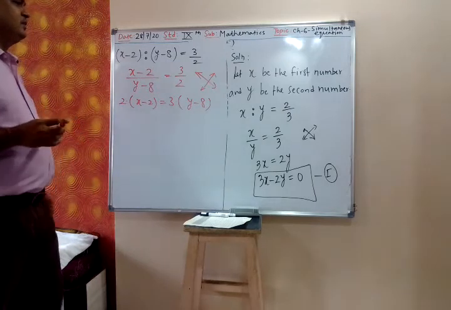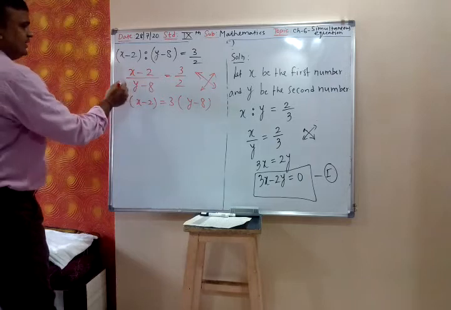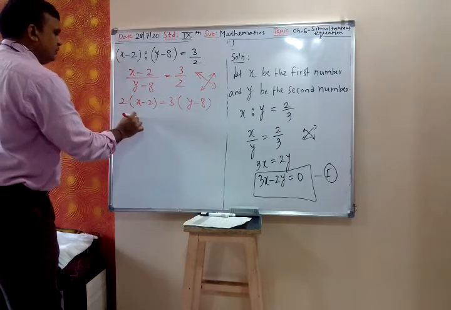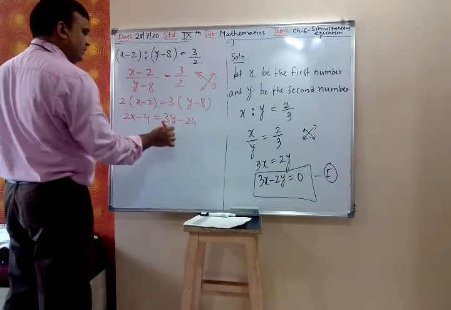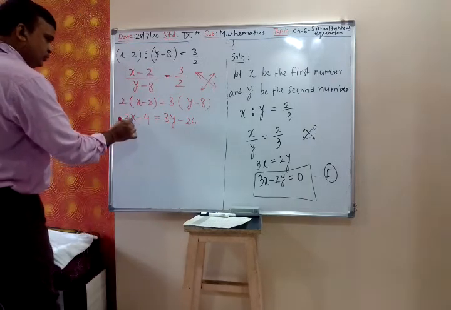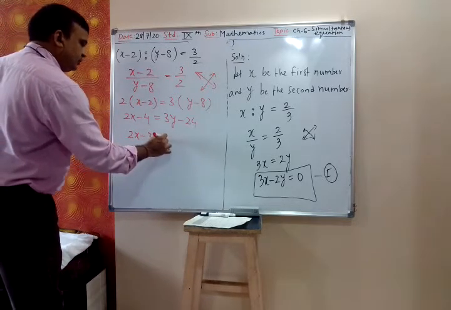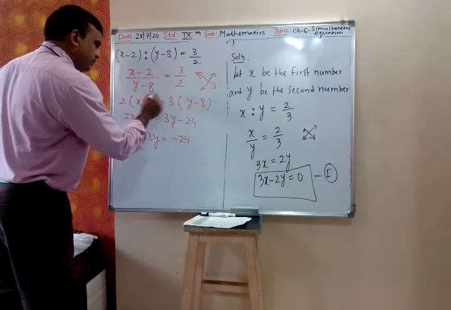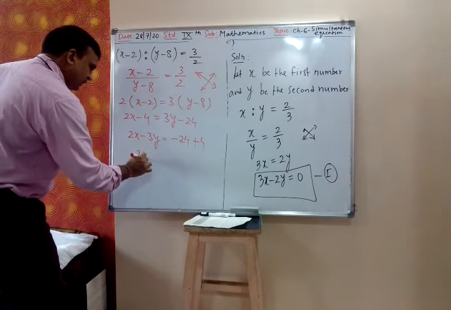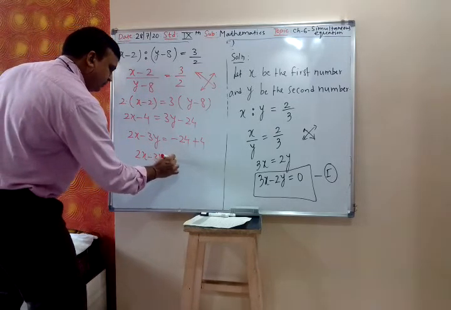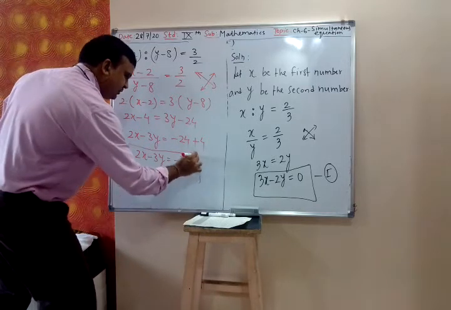You can directly write, no problem. You can skip this step. So 2x minus 2 into 2, 4, is equal to 3y minus 24. So 2x minus 3y is equal to minus 24 plus 4. We take 4 on the other side. 2x minus 3y is equal to minus 20. And this is my equation number 2.